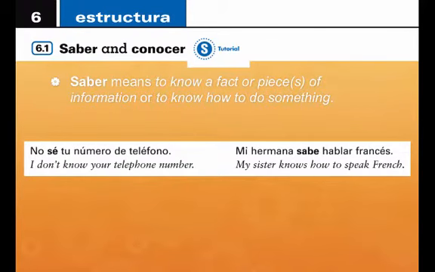So, saber means to know a fact or pieces of information, or to know how to do something. No sé tu número de teléfono. I don't know your telephone number. Mi hermana sabe hablar francés. So my sister knows how to speak French. So this is information or how to do something.